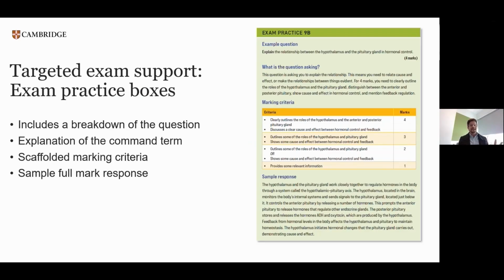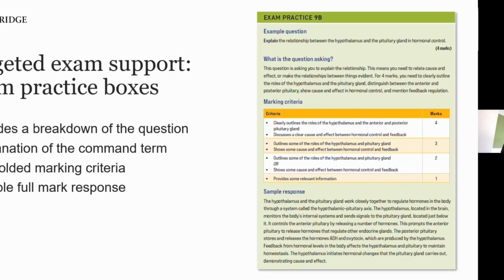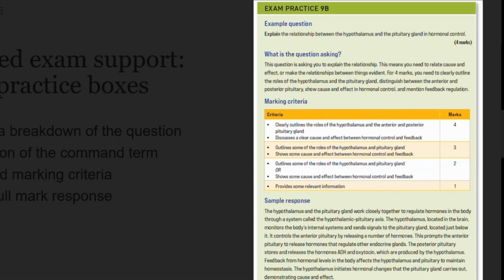We also have these amazing exam support practice boxes, and these really stand out from the crowd. In each section, there is an example of a question that could be asked in an exam, and this is based on the verbs that the dot points are addressing. We unpack what the question is asking for the students.